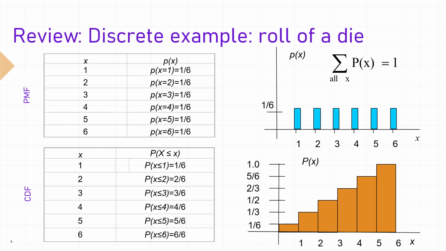This equals 2/6. The probability of X being less than or equal to 3 is the sum of the probability of X being 3 and the probability of X being less than or equal to 2.